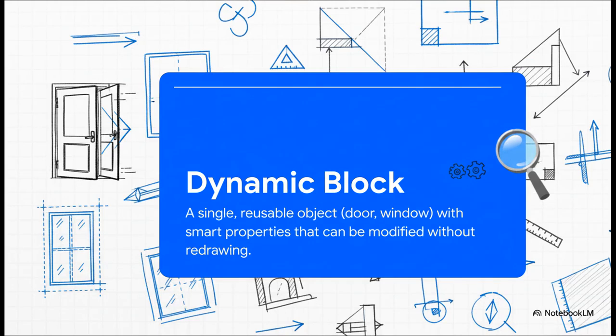So what is it? A dynamic block isn't just a static little drawing of a door or a window. Oh no. It is a single, reusable, intelligent object. It has smart properties baked right into it that lets you modify it. You can stretch it, flip it, change its style, all without ever having to redraw it from square one.